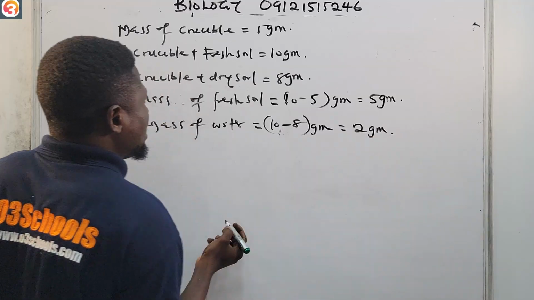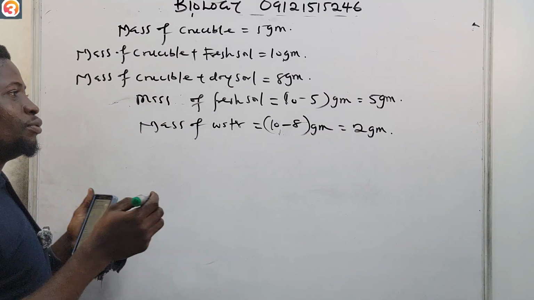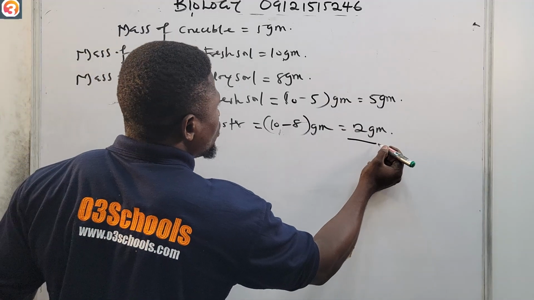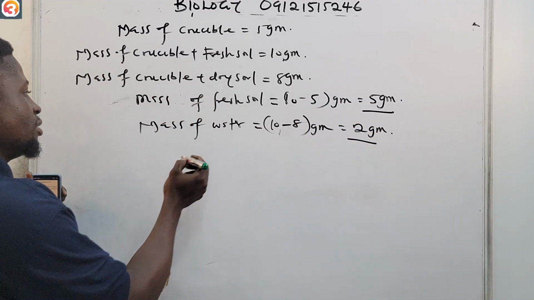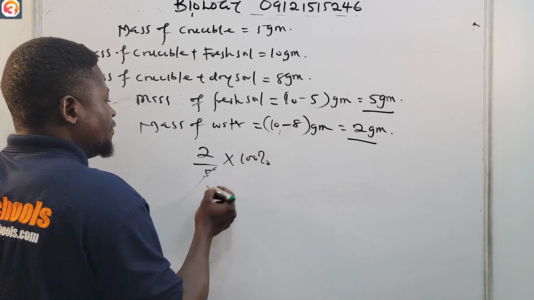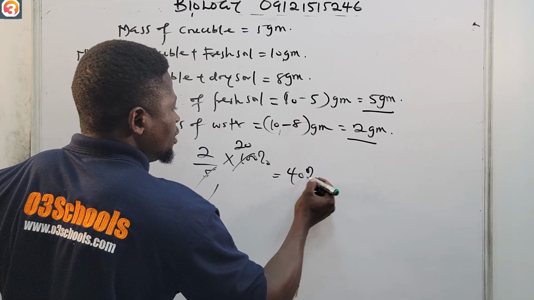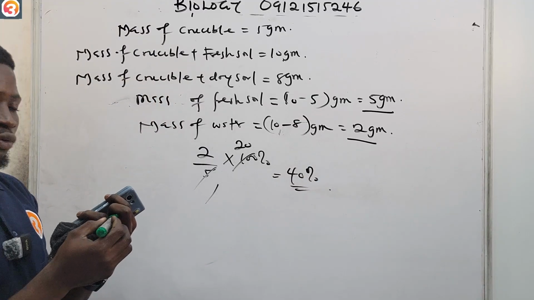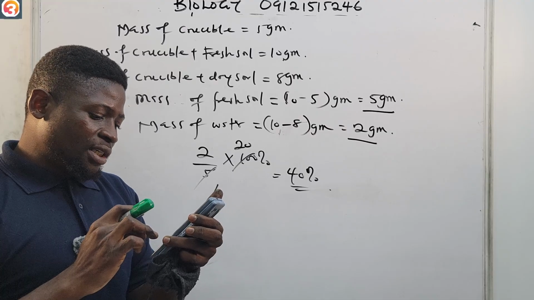Now, to calculate the percentage of water in the sample, it would be the mass of water over the mass of fresh soil, times 100%. So I'm going to have 2 over 5 times 100%. 5 into 100 is 20, and 2 times 20 is 40%. This question should not take you 1 minute. So that is the answer.